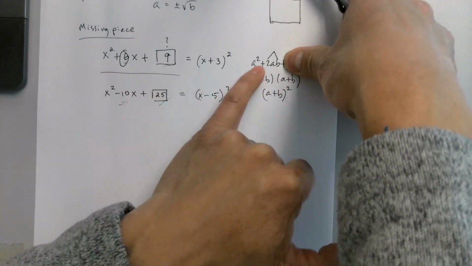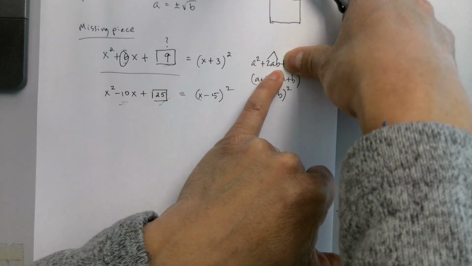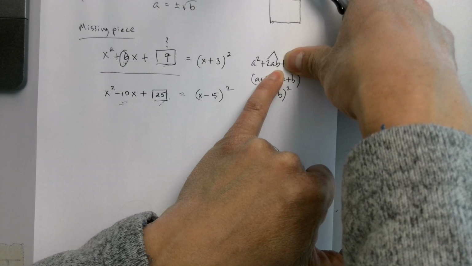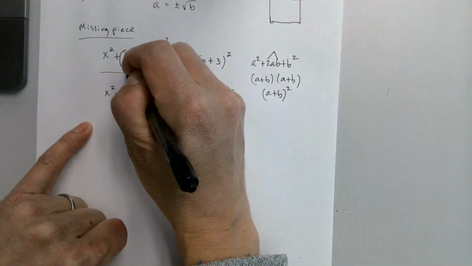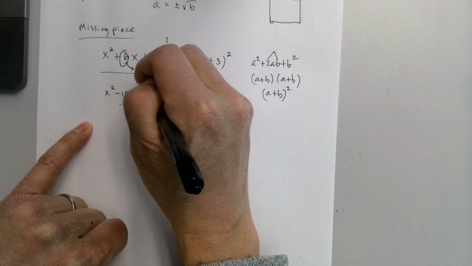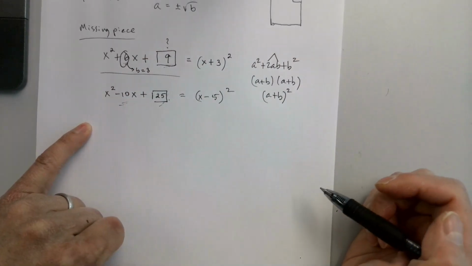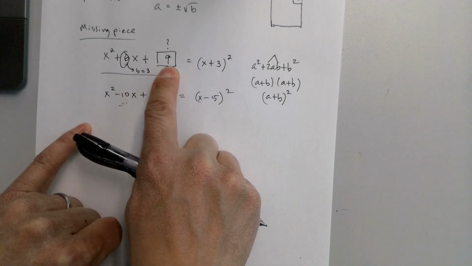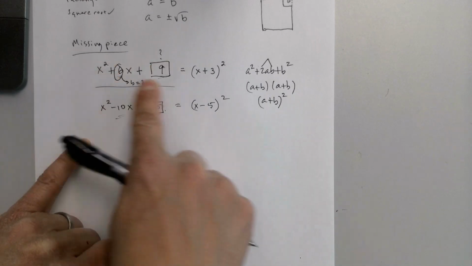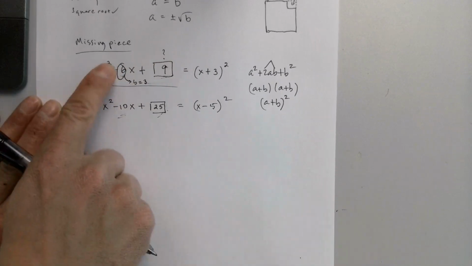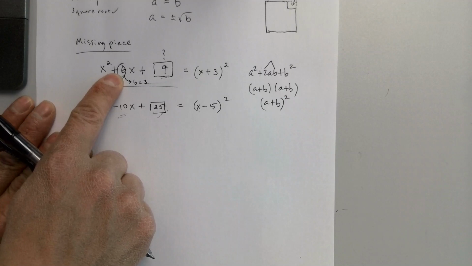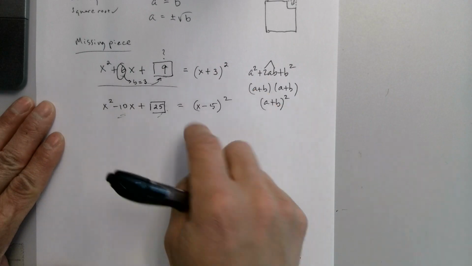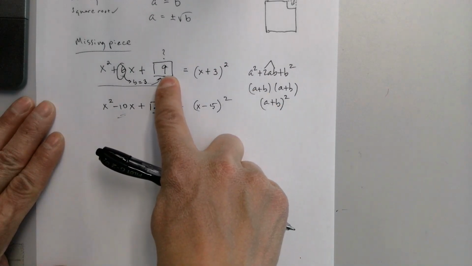Okay, if 6 is 2b, then I can solve for b. b must be 6 divided by 2. So from this 6, if I divide this by 2, I find out that b is 3. And then I square the 3 and get my missing little square to complete this perfect square. I'll repeat that again. You take your b, you divide it by 2, then square it, and you get that missing value that completes the square.